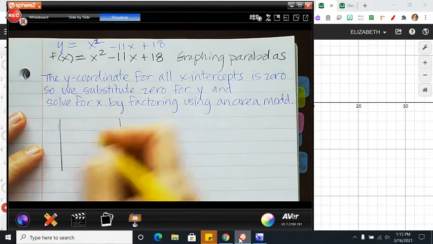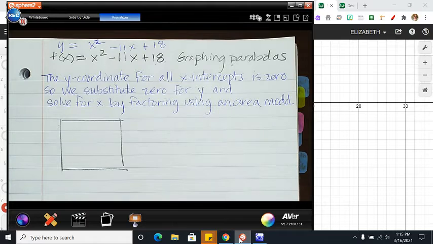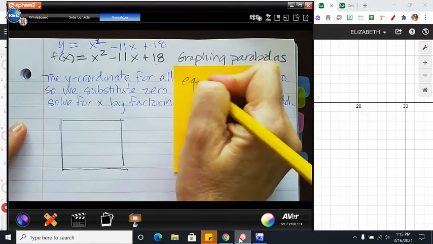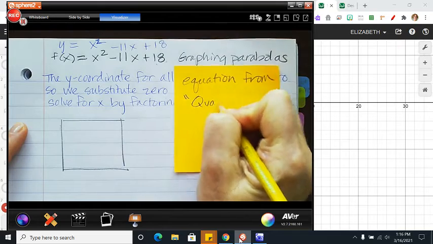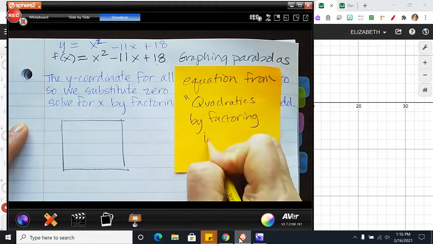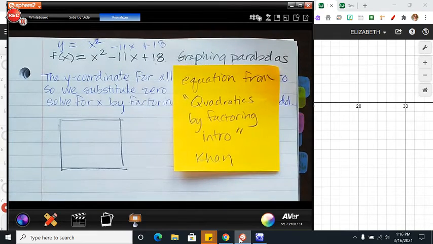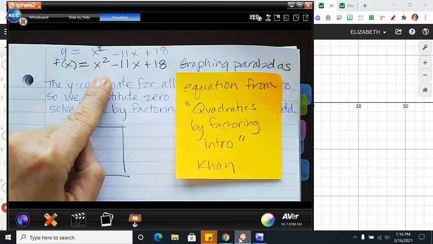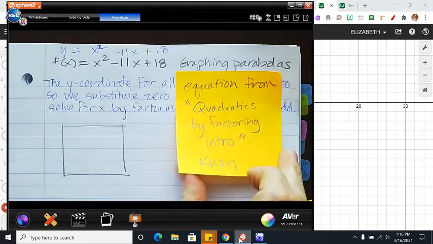Then you're going to factor whatever your expression is. And your expression is coming from the Khan assignment. So don't send me x squared minus 11x plus 18. Your equation is coming from quadratics by factoring intro in Khan. So you're using Khan to get your equation. Don't do the same exact one as me. If you happen to get this one, go ahead and do it on Khan and then just get a different one so that I know you can do it by yourself.